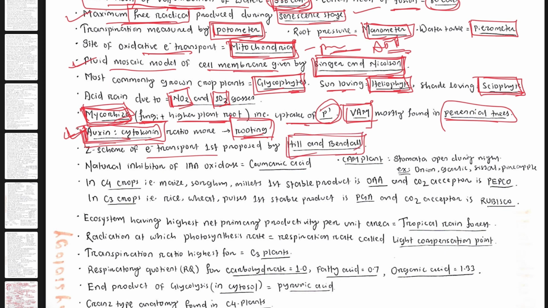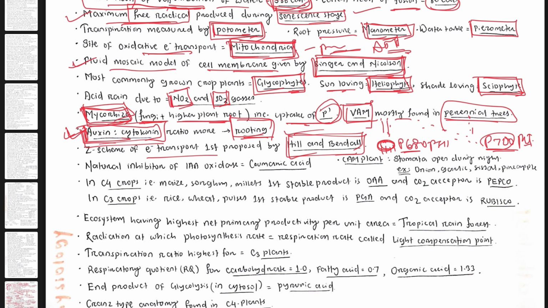There are two centers of solar radiation receivers: P680, which is known as PS2, and P700, which is PS1. So these are two centers. From there, electron transport happens in the Z scheme. That is the Z scheme that was proposed by Hill and Bendall.